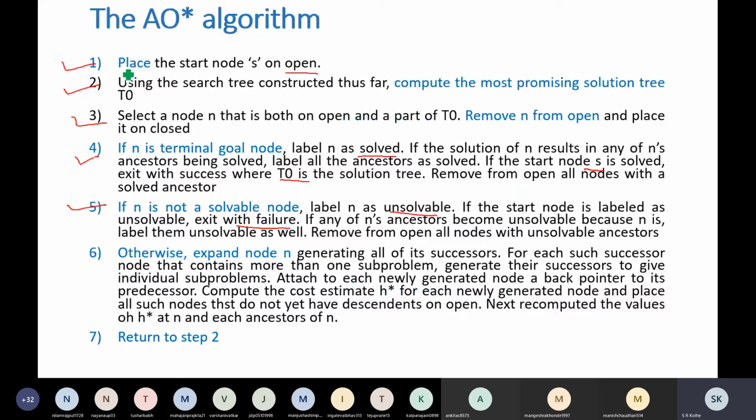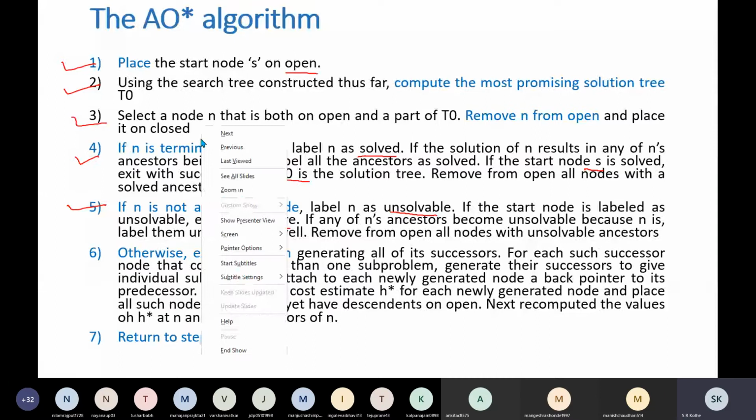If S is not a solvable node, what to do? In the fourth step we have seen if it is a terminal goal node, you have to perform solve labeling. If it is not a solvable node, you have to label that as unsolved. And if that is unsolved, there might be a case that some of its ancestor nodes will become unsolved.